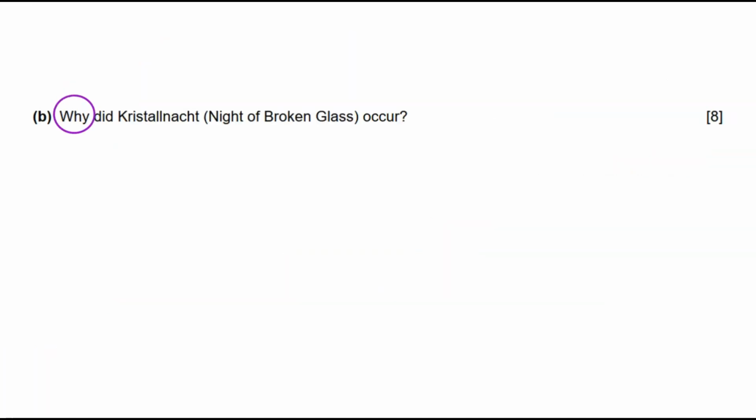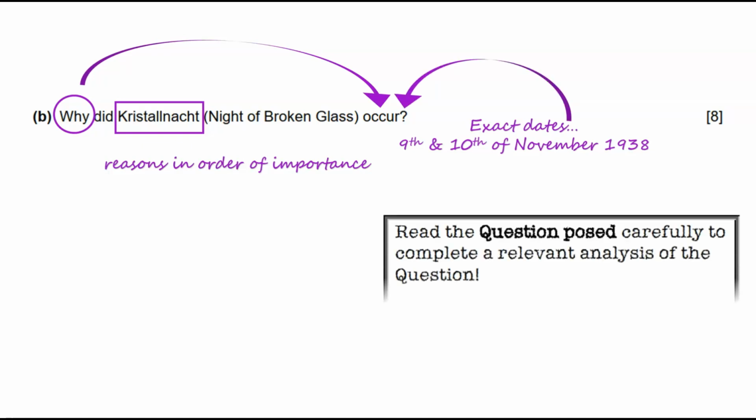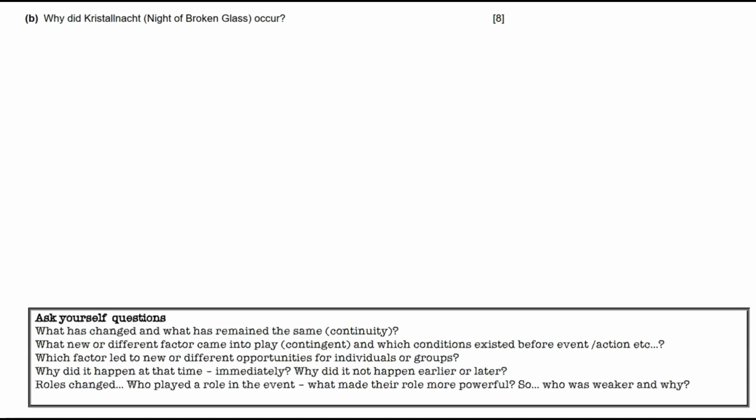Okay, so let's look at why. So we need reasons in order of importance. There was an occurrence called Kristallnacht, or Night of Broken Glass. Why did it occur on the dates of the 9th and 10th of November 1938? And I remind the students here to read the question posed carefully, because an irrelevant response, no matter how well written, is not going to get you marks at all.